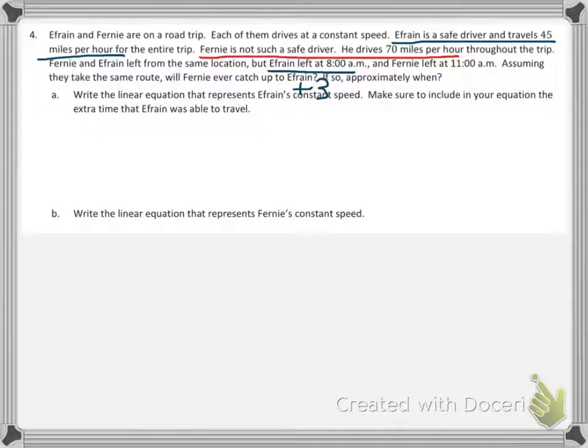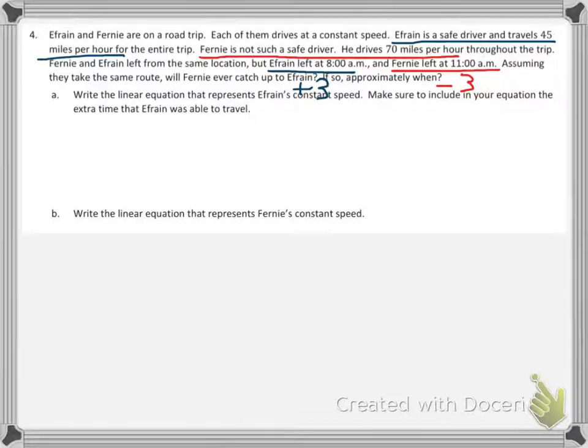Or I could also look at it and say, well, Fernie traveled for 3 less hours. So that would be 3 less hours. And that's if we're considering Fernie. Assuming they take the same route, when, if ever, will Fernie catch up to Efren? Well, we need 2 linear equations. So let's start with Efren.